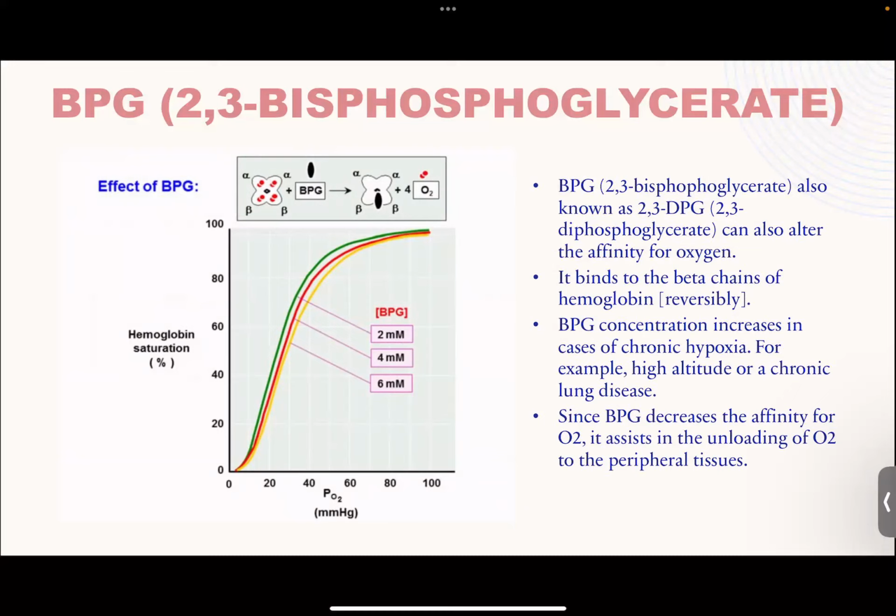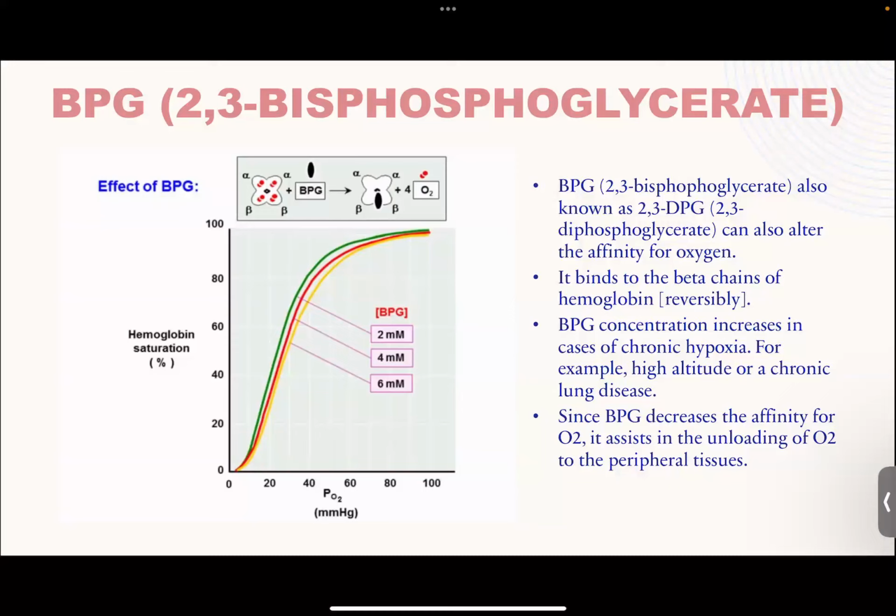How? If BPG concentration increases, then you're going to have a decrease in affinity. So you see how most of the things, when they increase, they decrease the affinity, right? H plus increases, it decreases affinity. CO2 increases and decreases the affinity. Temperature increase, decreases the affinity. And now even BPG, when it increases, it decreases the affinity.